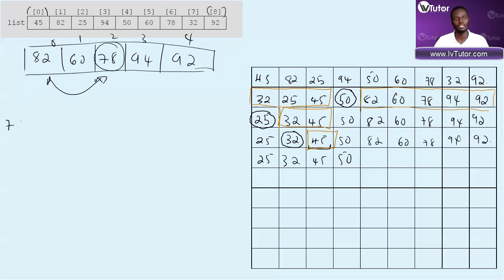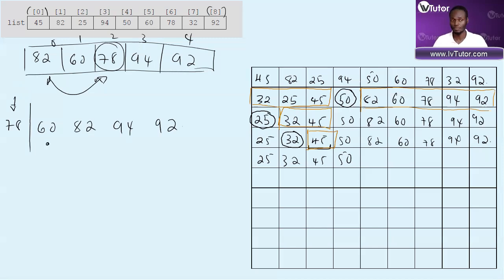So you've got 78 sitting here, and you've got 60. Now your 82 is now sitting there because you swapped. Your 94 is there, your 92 is here, your small index is there. So you can see you can get significantly faster if you just keep practicing. So I'm going to start here.